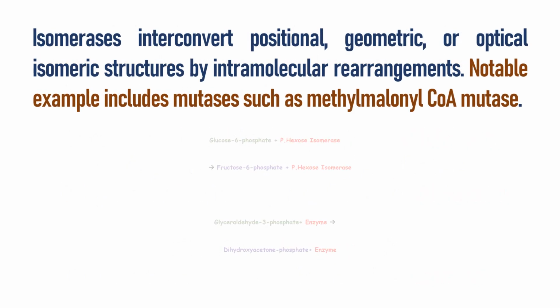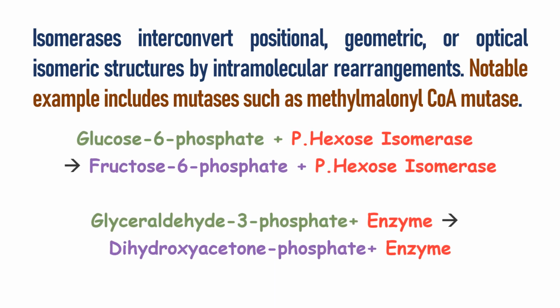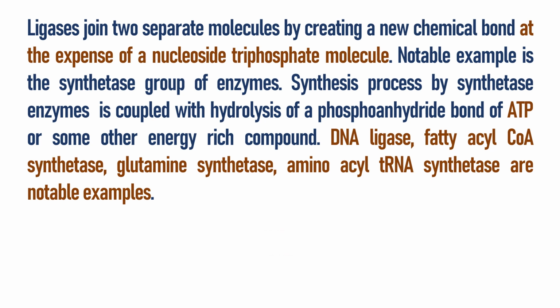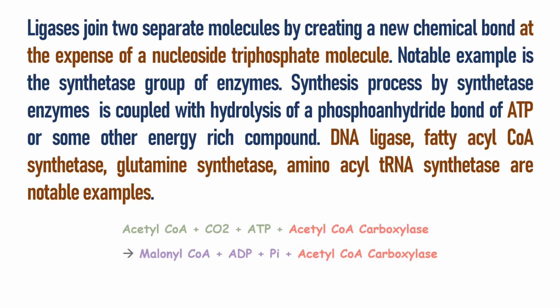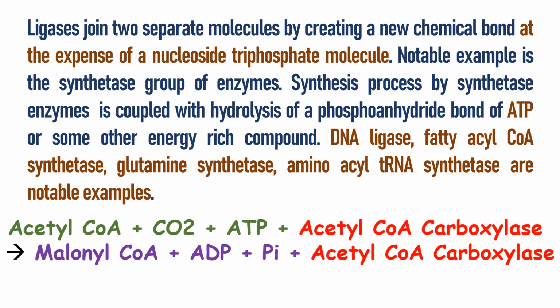Isomerases interconvert positional, geometric, or optical isomeric structures by intramolecular rearrangements. A notable example includes mutases, such as methylmalonyl coenzyme A mutase. Ligases join two separate molecules by creating a new chemical bond at the expense of a nucleoside triphosphate molecule. A notable example is the synthetase group of enzymes.